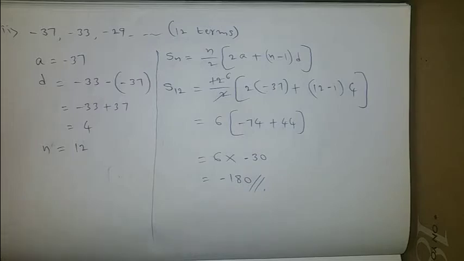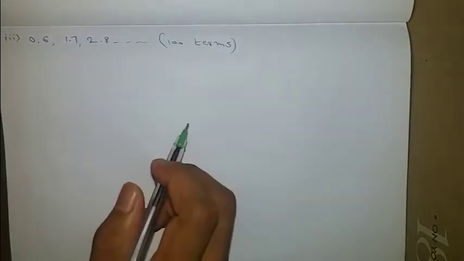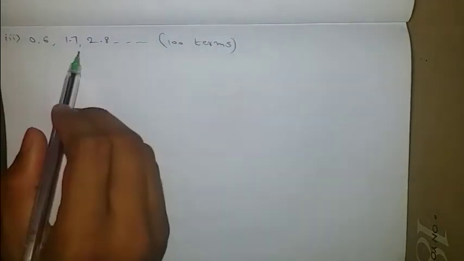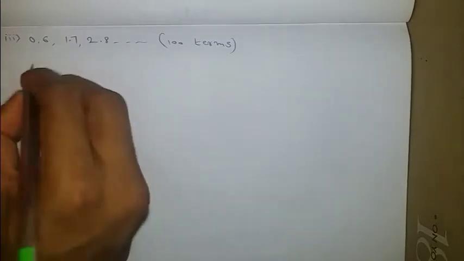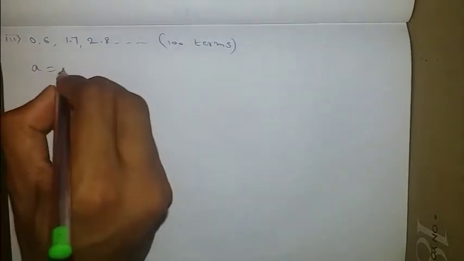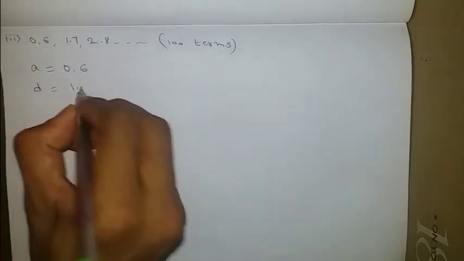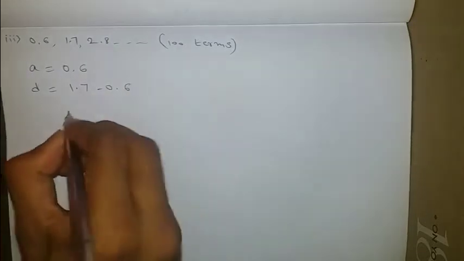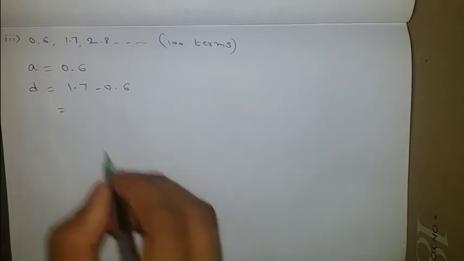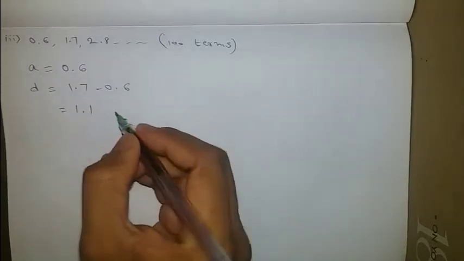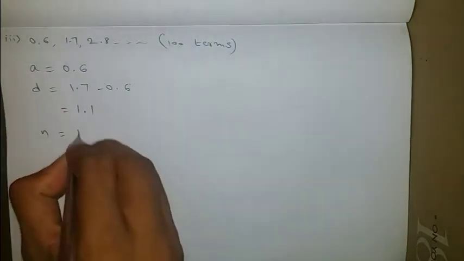Okay, let's move to the next question. The given question is 0.6, 1.7, 2.8 continuing till 100 terms. So here a, the first term, is 0.6. d, the common difference, is the second term minus the first term, 1.7 minus 0.6, that is 1.1. Next, the n value is 100 terms.